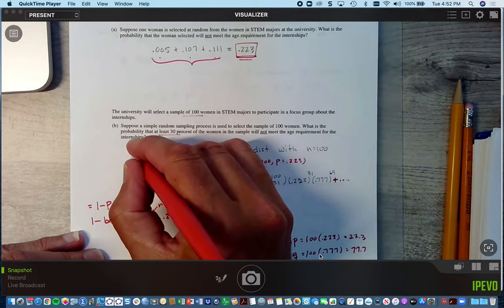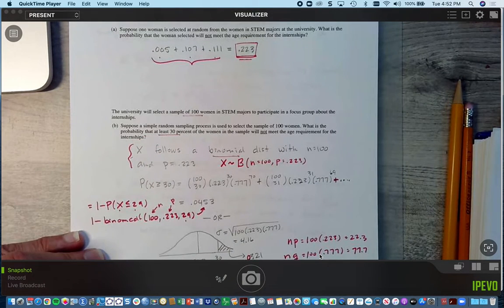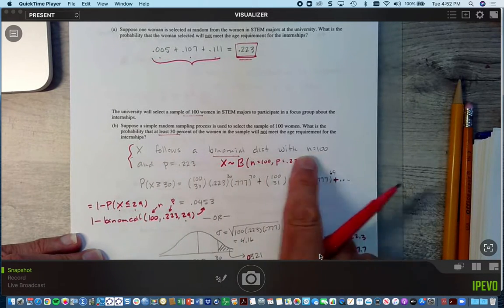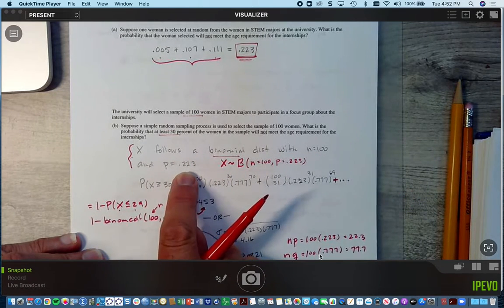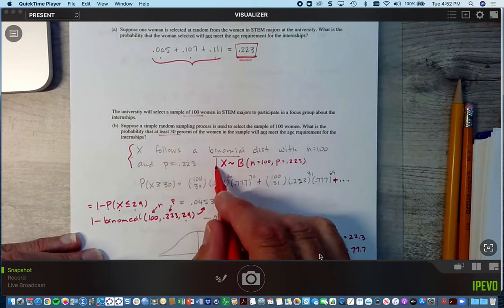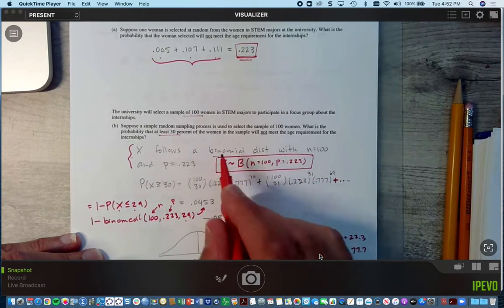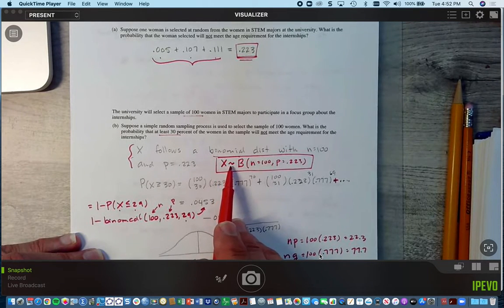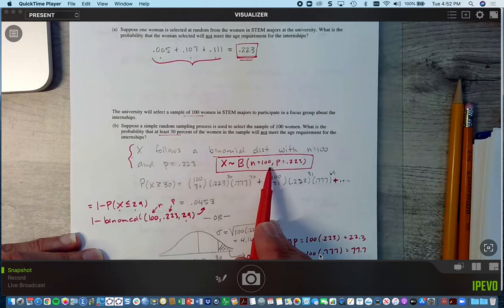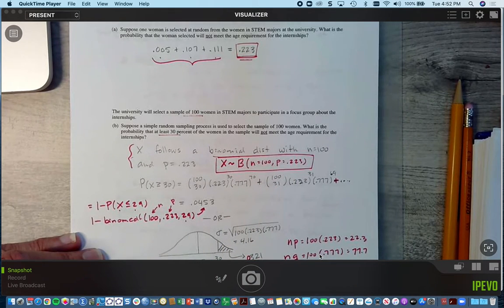So a lot of you did not identify that the distribution is binomial, right? And there are several ways that you can do that when you're writing out your work. You could write what I did here in pencil: X follows a binomial distribution when n is 100 and p is 0.223. You can also do it this way. This is standard statistical notation. This says X follows a binomial distribution with n equals 100 and p is 22.3%.